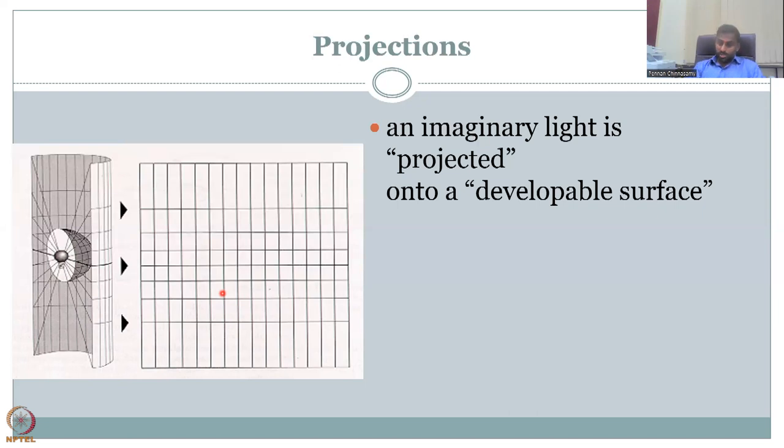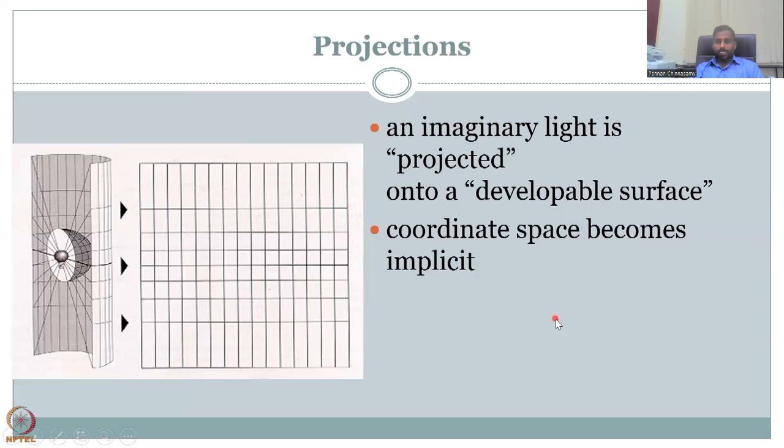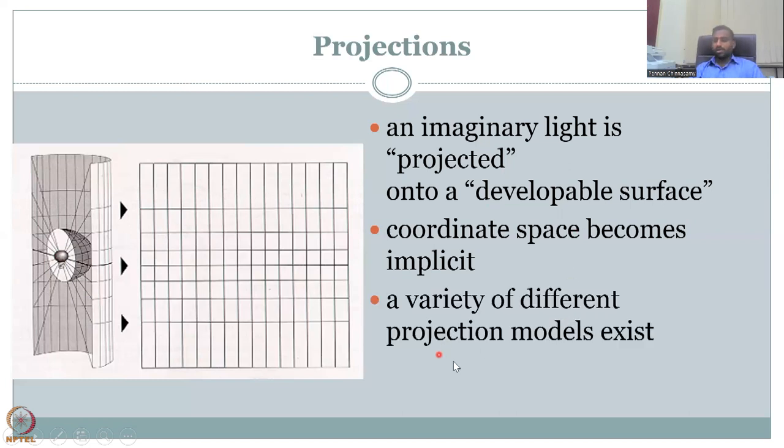How it hits, at what angles, is what defines a projection. It is also important to note that the placement of the light bulb is very important to show where it is getting projected. So an imaginary light is projected onto a developable surface. Coordinate space becomes implicit. The space where it gets projected becomes implicit, and a variety of different projection models exist. Now you could see that, let's say the globe is this, and this is the equator region.